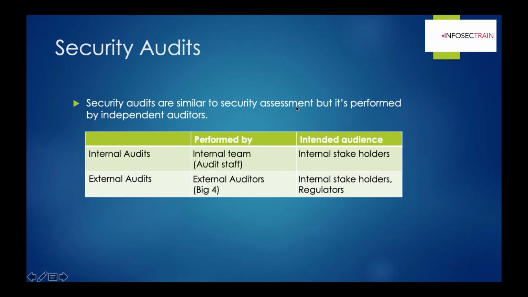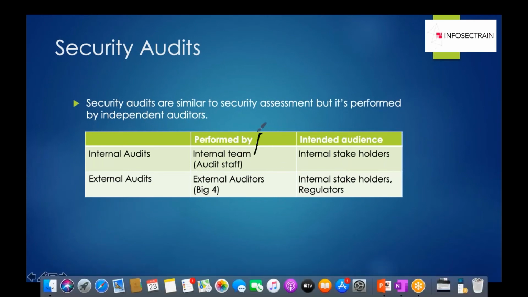Now, there are two forms of audit that happen: internal audits and external audits. Internal audits are typically performed by your internal team or audit staff. Even these audit staff function independently. They normally report to someone at the CFO level, or there is a separate management of auditing that doesn't have any influence from other functions. Who is the intended audience for internal audits? Majorly your internal stakeholders. It also acts as your first line of defense for any kind of control gaps.